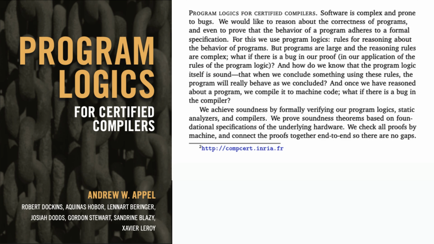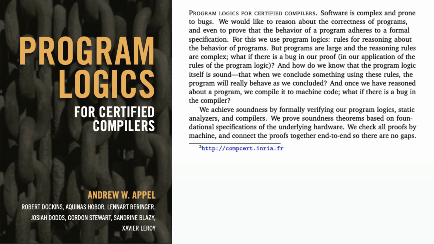Software is complex and prone to bugs. We would like to reason about the correctness of programs, and even to prove that the behavior of a program adheres to a formal specification. For this, we use program logics, rules for reasoning about the behavior of programs. But programs are large, and the reasoning rules are complex. What if there's a bug in our proof, in our application of the rules of the program logic? And how do we know that the program logic itself is sound, that when we conclude something using these rules, the program will really behave as we concluded?